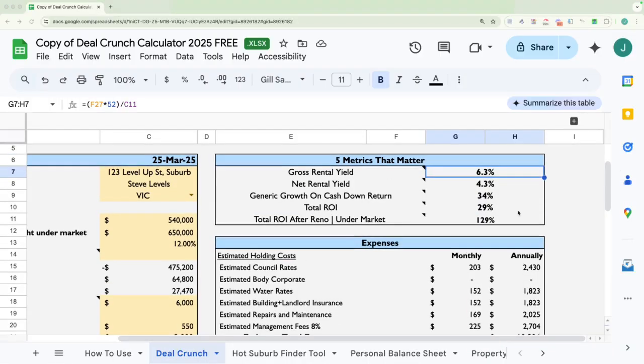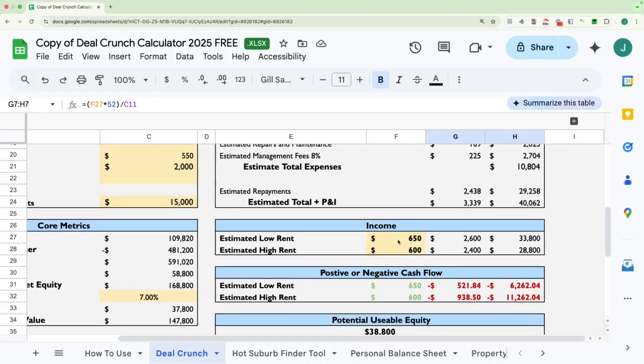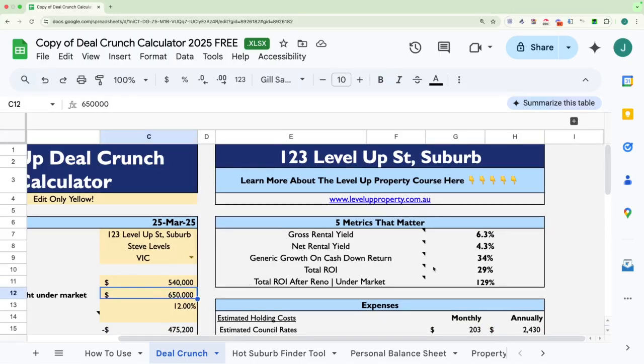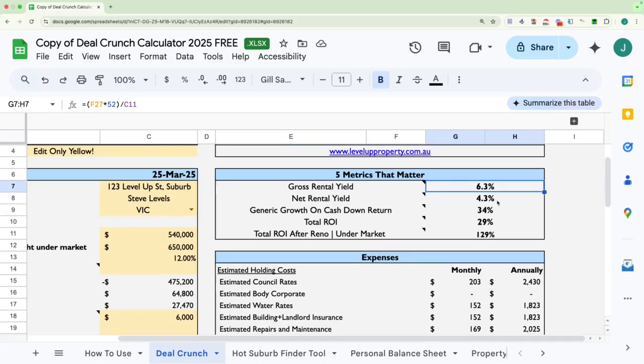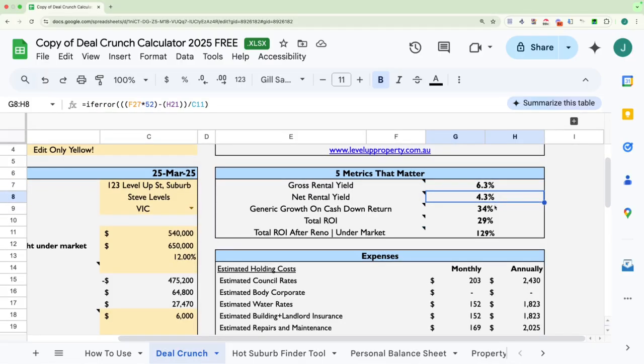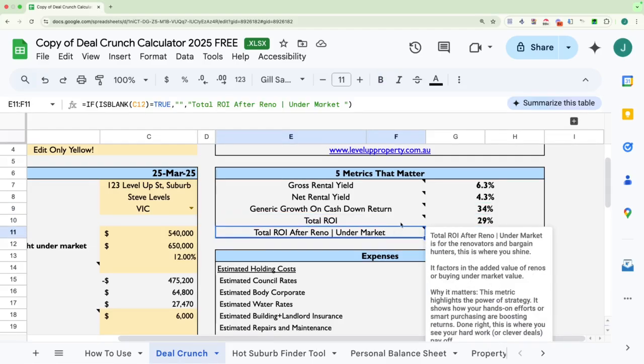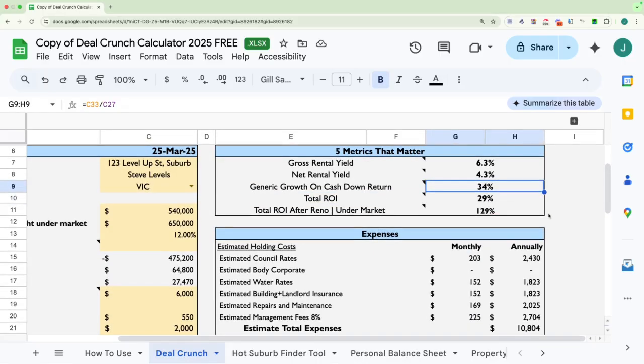Okay. That means if our property has a rental of $650, so 650,000 purchase, 540 purchase, gives us a 6.3% gross yield. What's really important though is our net yield. Okay. That's a very key number. Our generic growth on capital return. This is how much growth we've had with the amount of capital that we've put in. So our total ROI, and all of these numbers are broken down to what they mean. Very important numbers to be aware of.